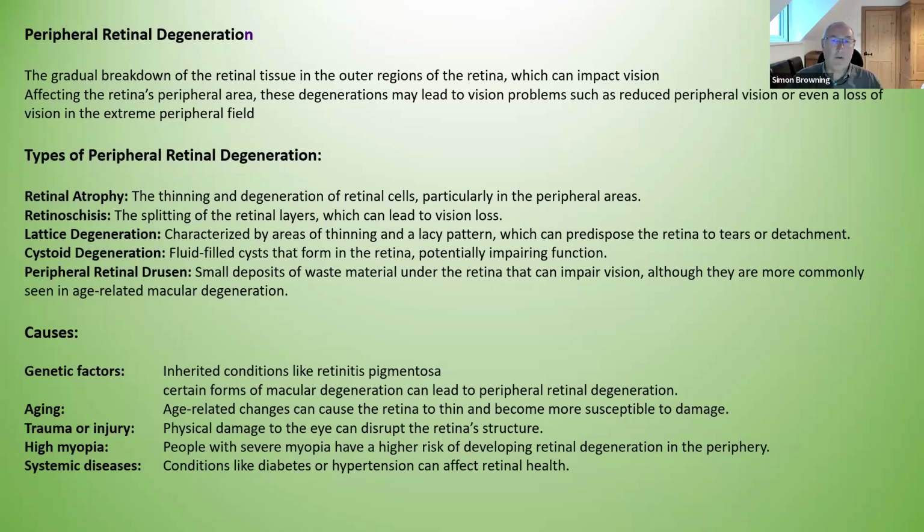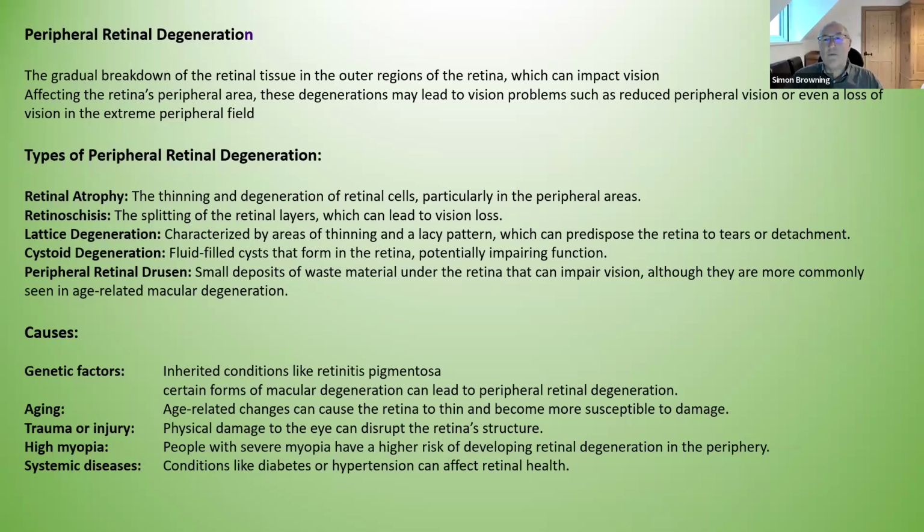Probably the most common cause of retinal degenerations is age. It causes the retina to thin over time and become more susceptible to damage. And of course, trauma and injury, you can never forget that. High myopia. People with severe myopia have a much greater risk of retinal degenerations. And then systemic diseases like diabetes, hypertension. These can all affect retinal health.